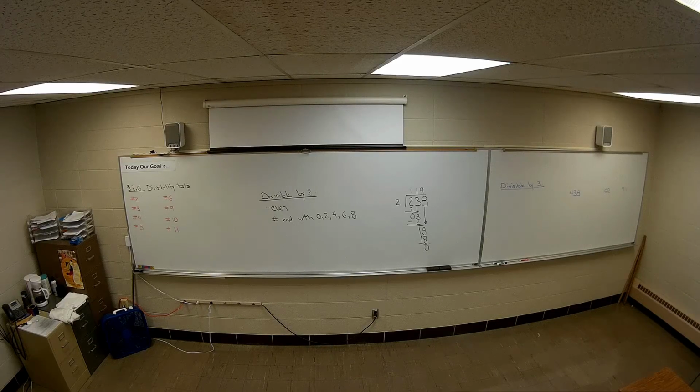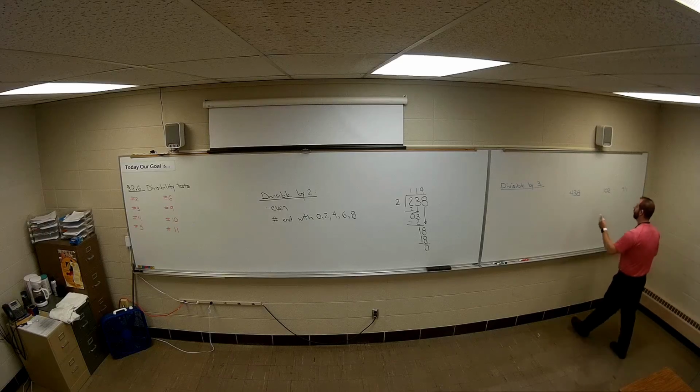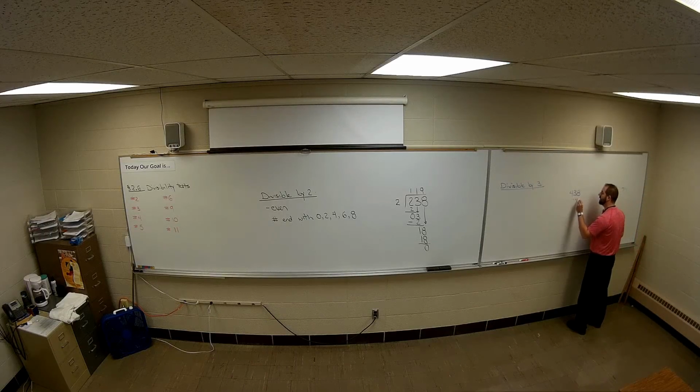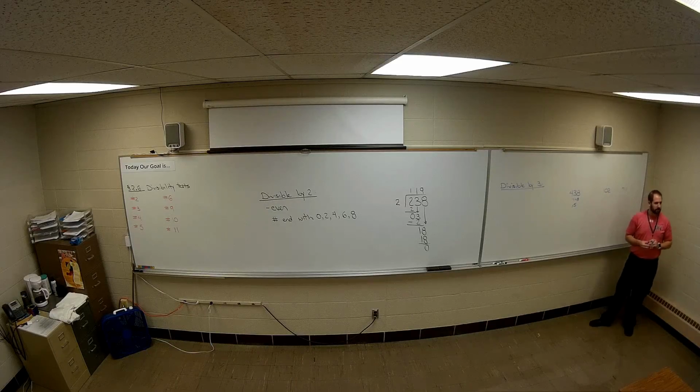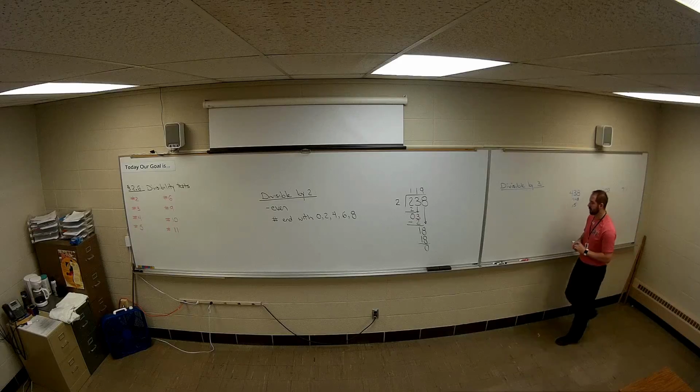Does that make sense? So when I add up this number, 4 plus 3 is 7 plus 8, which makes 15. Is 15 in your list of 3's? Yes. So it's divisible by 3. That's how it works. That's why the multiplication chart is so handy.